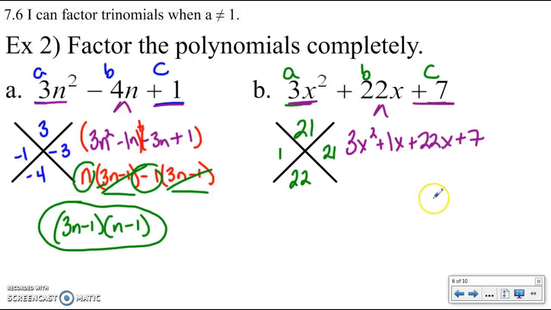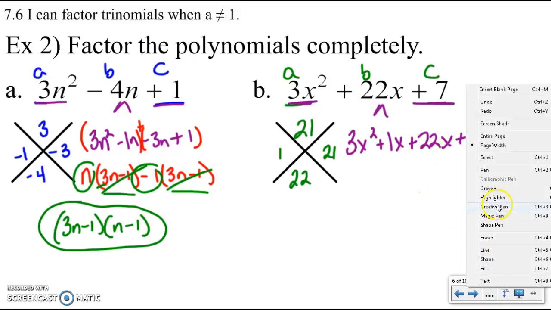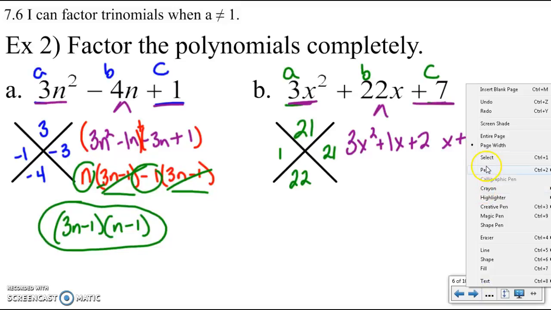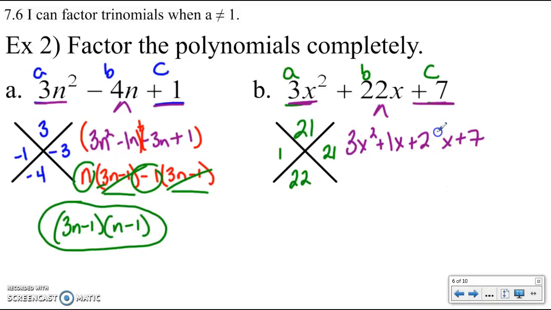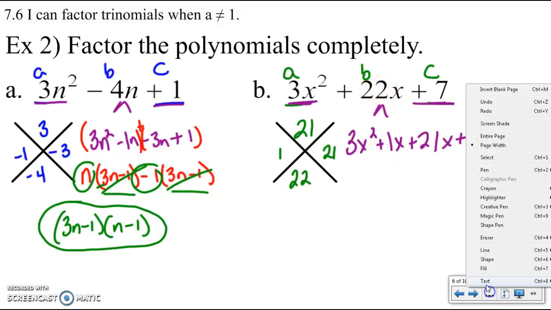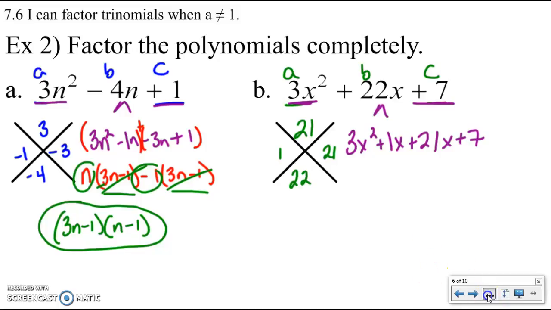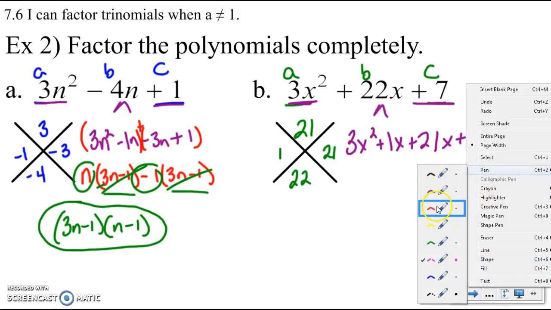So notice I wrote the wrong thing there. Let's fix that. Notice that once I change it to 21, because those are the numbers on the sides, 1 and 21 add up to give me that middle term, that 22x. Okay, make your two groups.